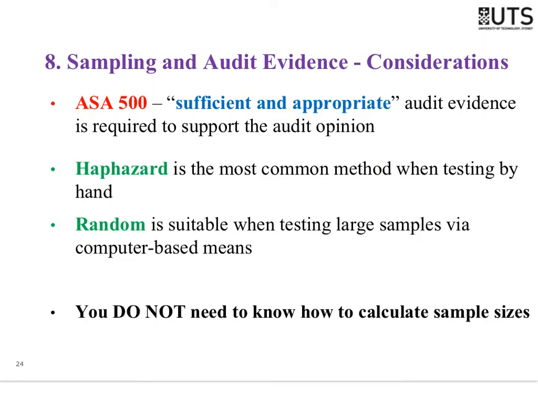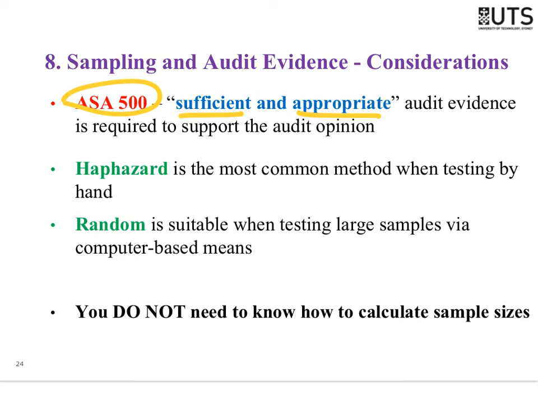Now, sampling and audit evidence. So considerations you need to have. We have discussed this before, but under ASA 500, the auditor must obtain sufficient, which is a measure of quantity, and appropriate, which is a measure of quality when it comes to evidence. So essentially, we need to collect enough good quality or reliable audit evidence to support our conclusion. So please be mindful of that.